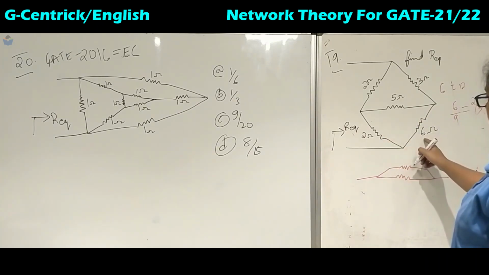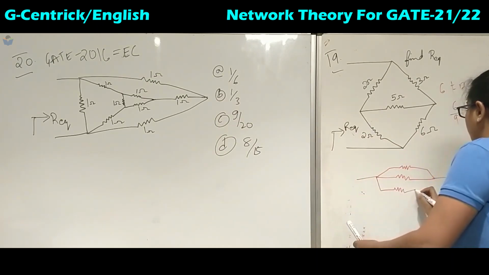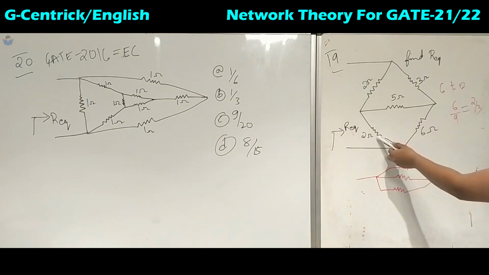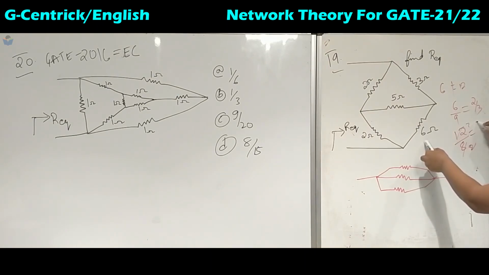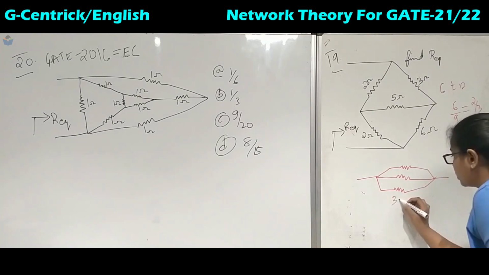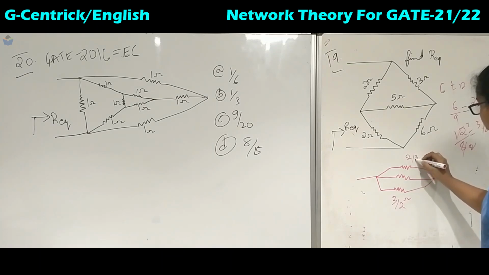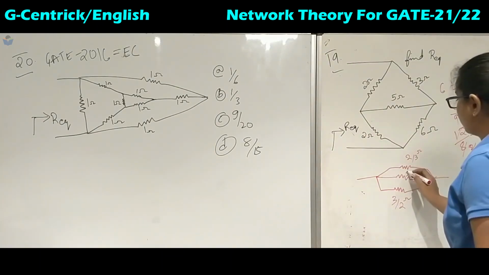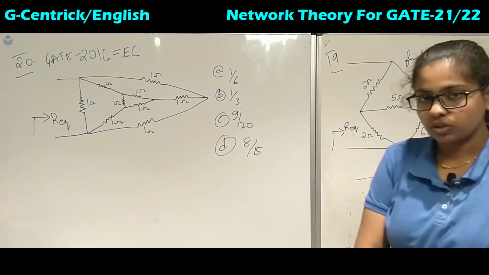So here also again we can, okay, so again here 6 into 2 is 12, 12 upon 8, that is 3 by 2. Okay, so this value is 3 by 2 ohms, and this value is 2 by 3 and the 5 ohm resistor. So now all these are in parallel. So once you solve the parallel equations, then you can easily get the answer for this question.